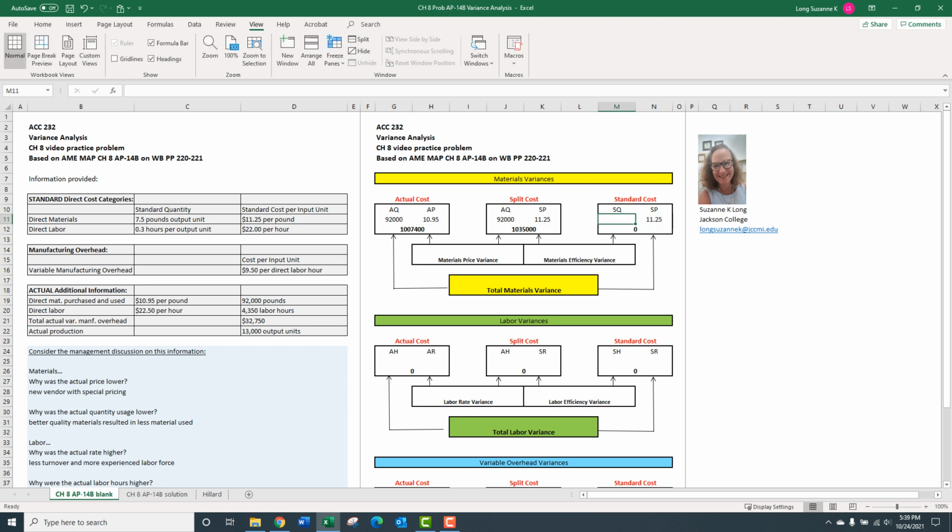And now we need standard quantity. This one's a little bit more challenging. Standard materials, this is the information right here. 7.5 pounds of material per output unit. How many did we produce? Output. That was down here, annual production. So we've got 7.5 pounds per unit, and there's 13,000 units, so we need to multiply. 7.5 pounds times 13,000 units will tell us how many pounds we were planning on using. Equals 7.5 times 13,000.